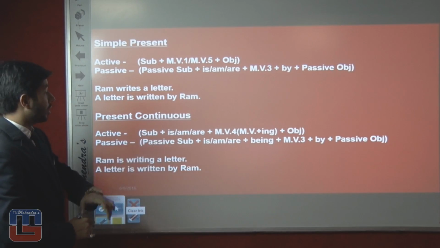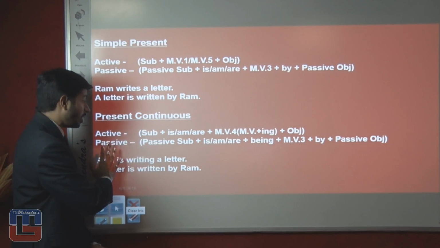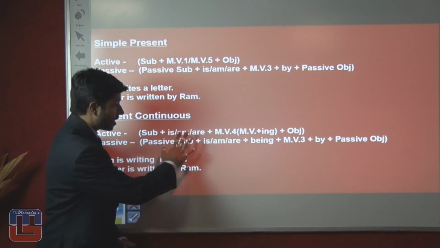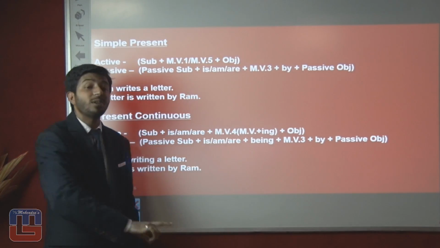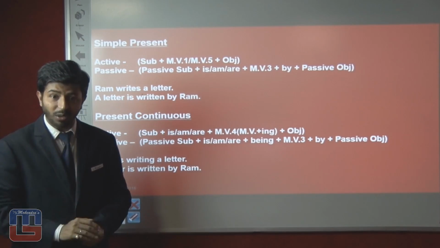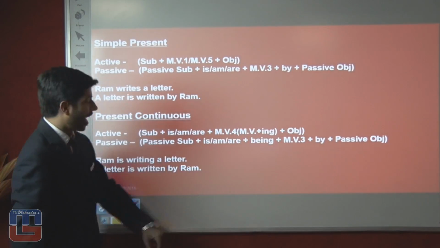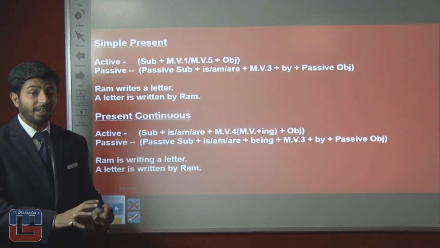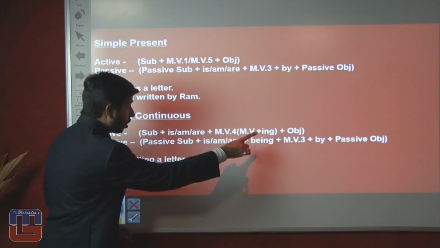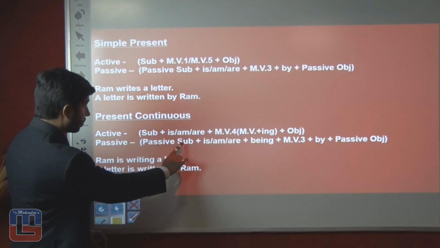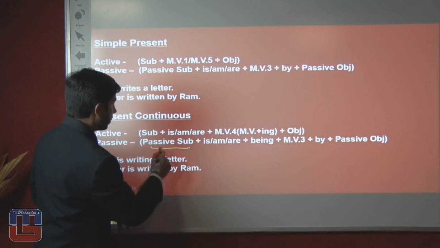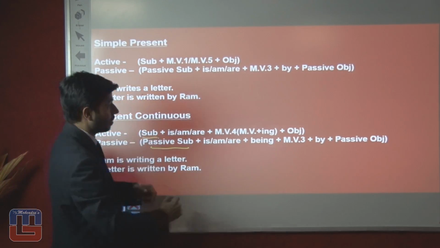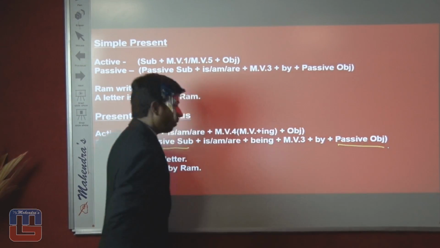Next is present continuous. The structure of a present continuous active voice sentence is subject plus is, am, or are as the helping verb, main verb fourth form, better known as the ing form of the verb, plus object. And if we talk about the passive voice of the present continuous, its structure says that the object of the active voice becomes the subject of the passive voice here, and the subject of the active voice becomes the object of the passive voice.